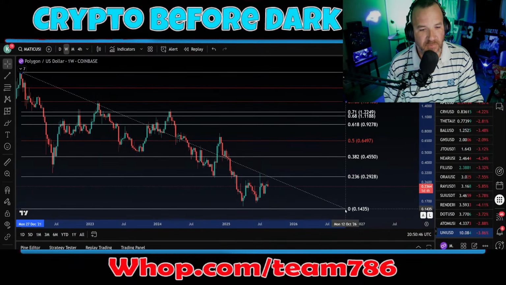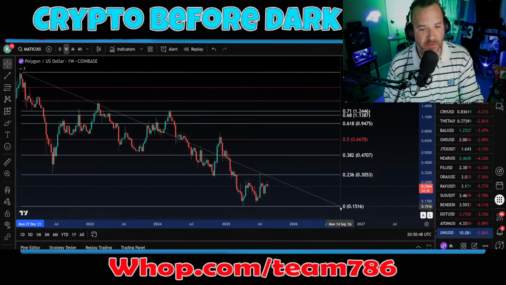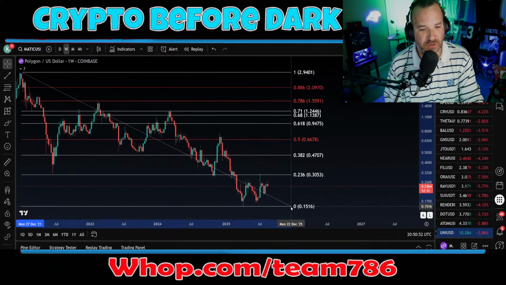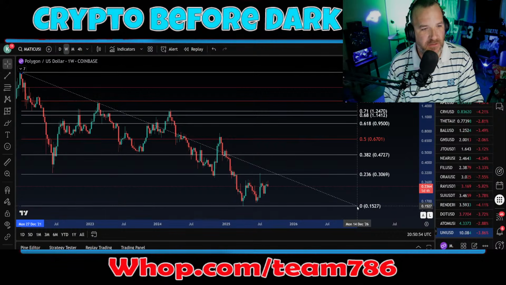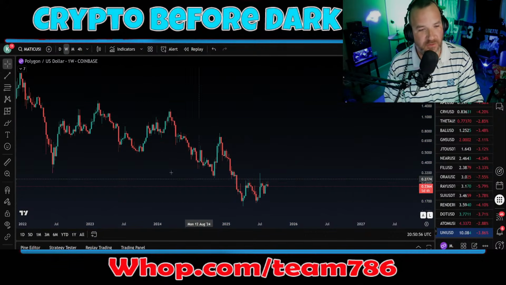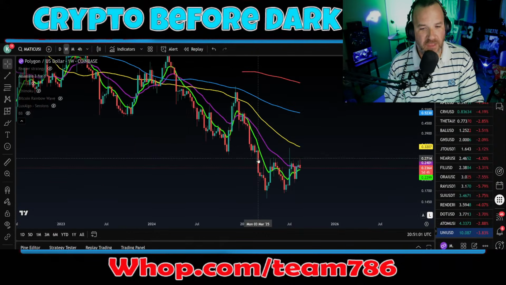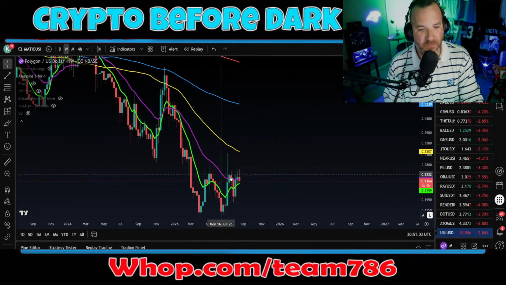So for now, these fibs don't make any sense at all. This is such a wonky chart. Golly, let's just do away with those. It's too wonky. Moving averages on the weekly: you are over the 8 EMA on the weekly. You're right in the wait a minute zone.